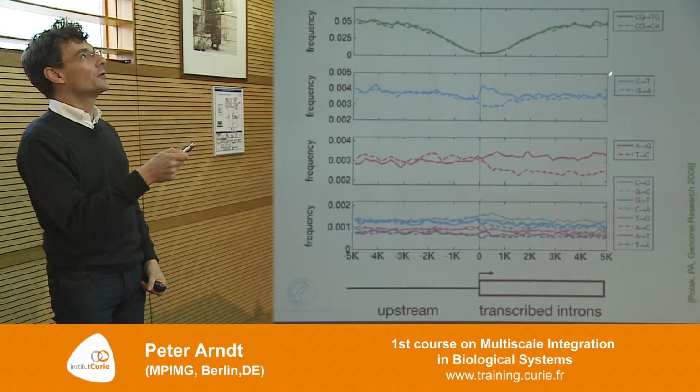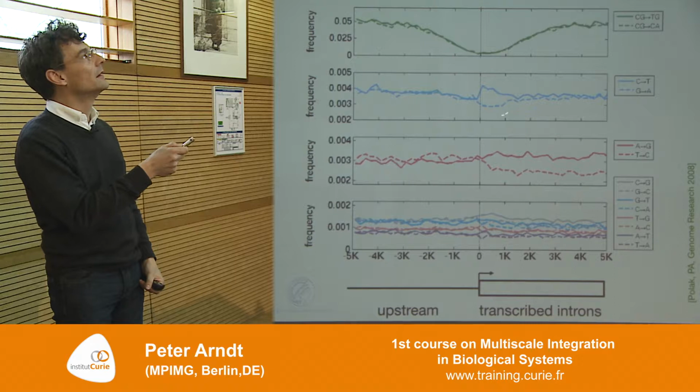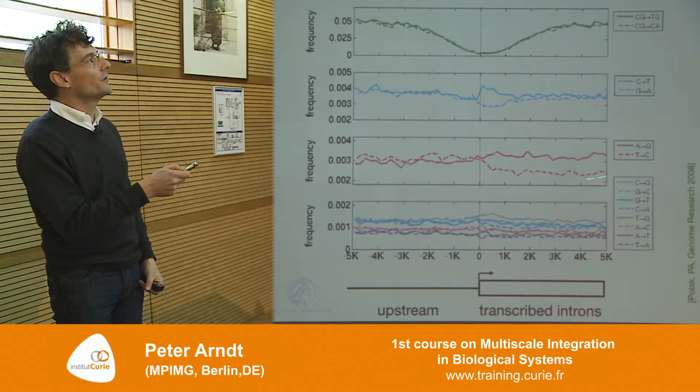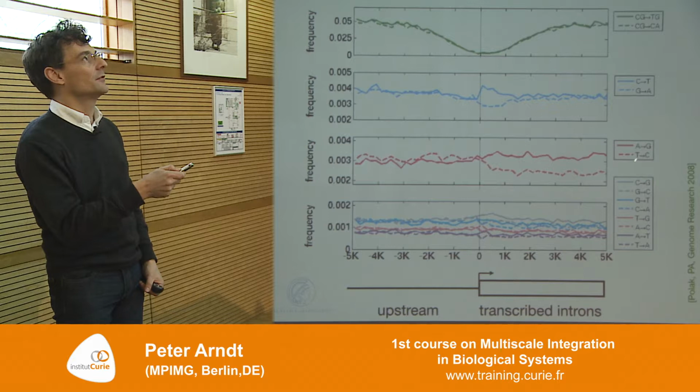You see that C to T and G to A, these rates should be the same upstream of a gene, and they are. But as soon as you enter the gene body, you see deviations, so that you see more C to Ts than G to As. And the same is true for the other transition process. Also upstream of a gene, it's more or less the same, and then they really move apart from each other as soon as you are in the transcribed region.